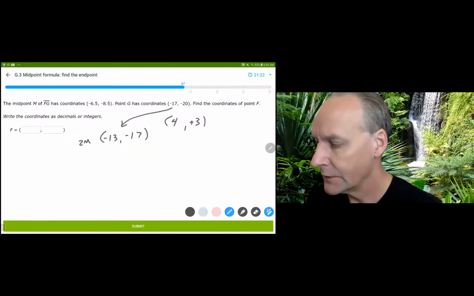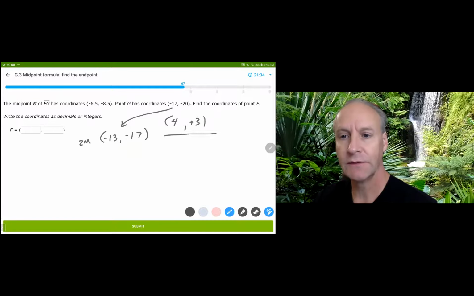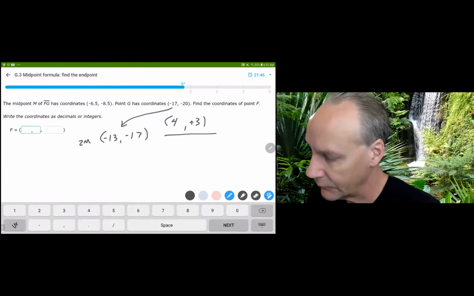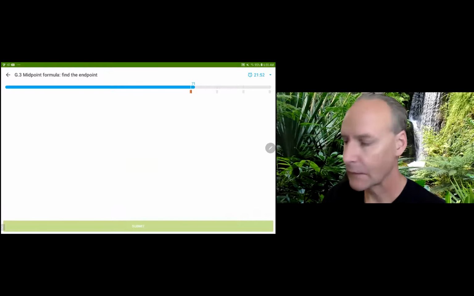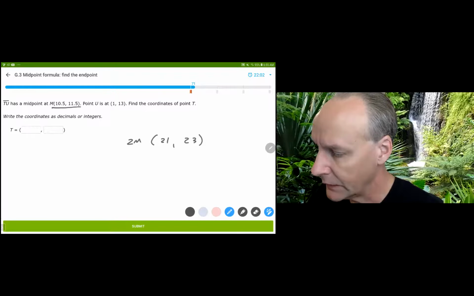And it looks like we need 4 added to our x, and positive 3 added to our y. Notice that if I add negative 17 plus 4, I get the negative 13. The sum of my x's has to be double the midpoint. That's just one of those cases where the sum of the parts is equal to the product of your average. Anyway, negative 20 plus 3 is negative 17, so 4, 3. And my double midpoint is at 21, 23, and we need 20 and 10.